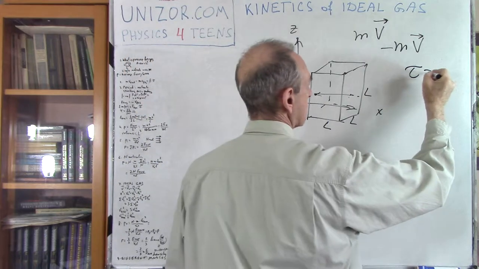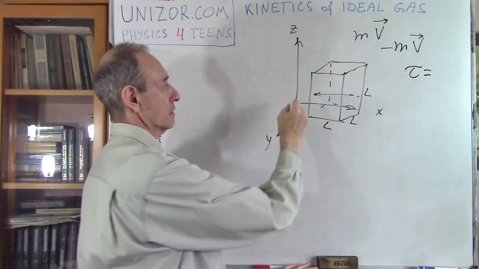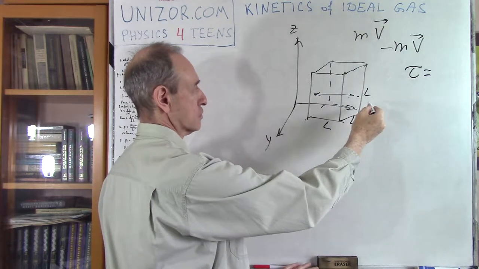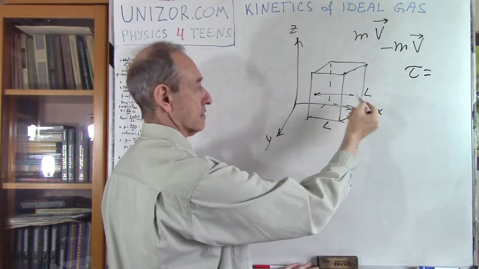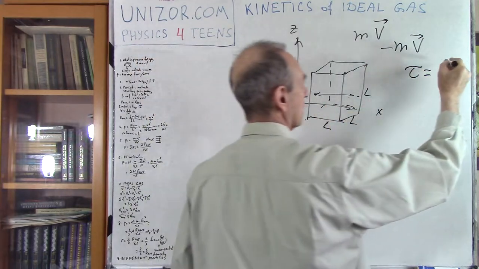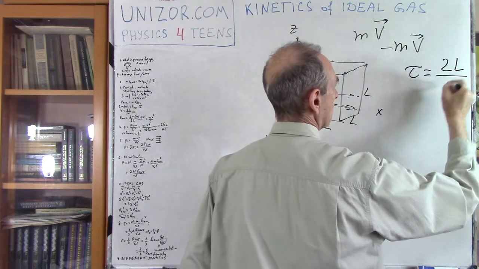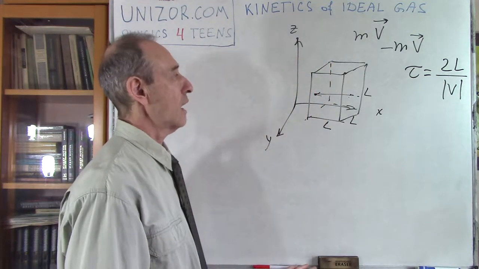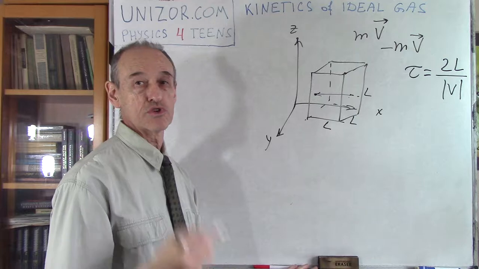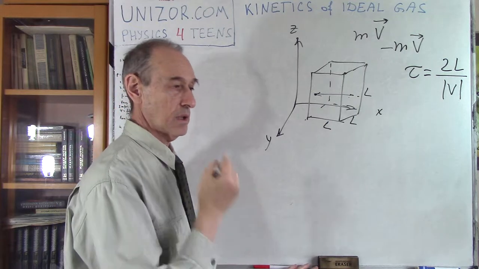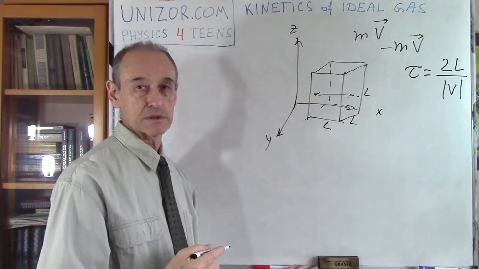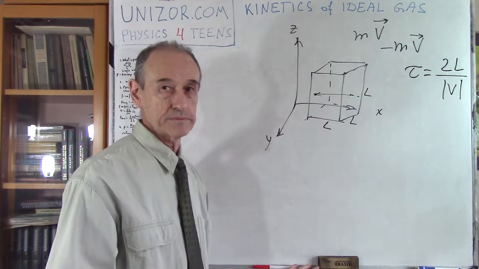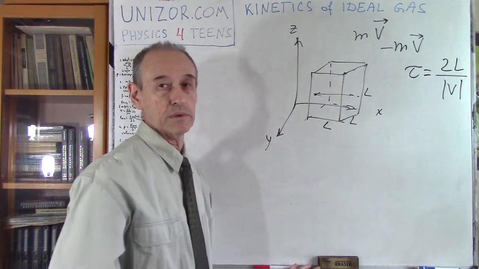Now, what exactly tau is? Well, we know the speed, well, we assume we know the speed. So it goes from one wall to another, that's L, and then back, so it's 2L. So if we get 2L and divide by the absolute value of the speed, that would be our time during which the molecule does this repeated movement. It's a period, okay.